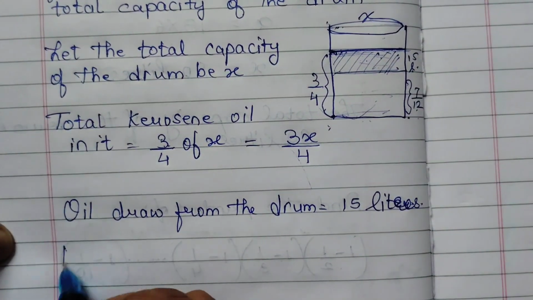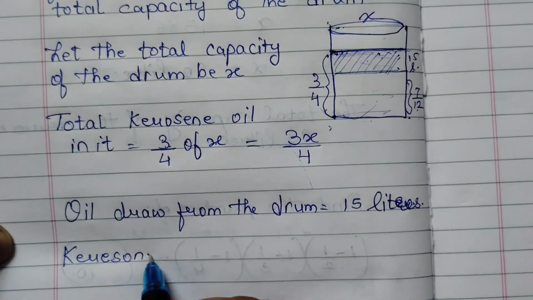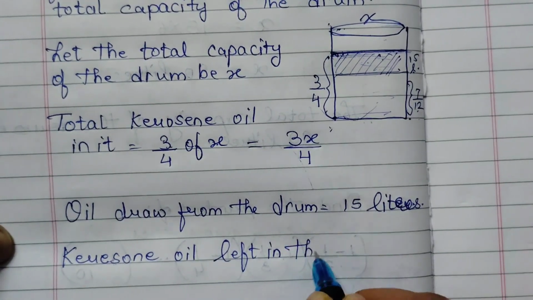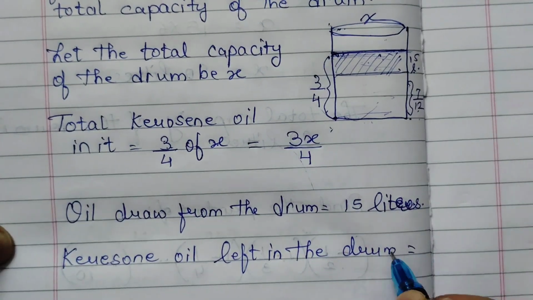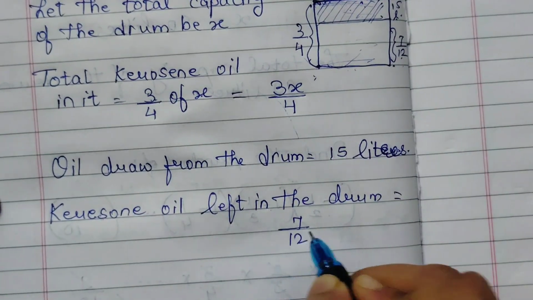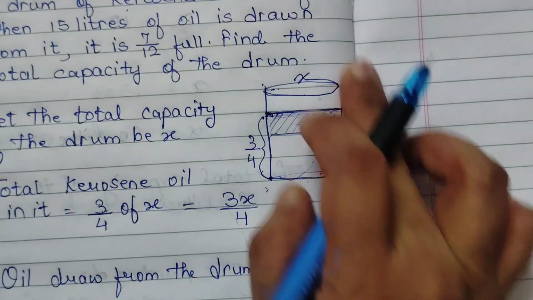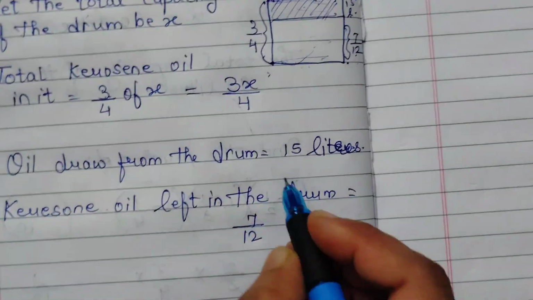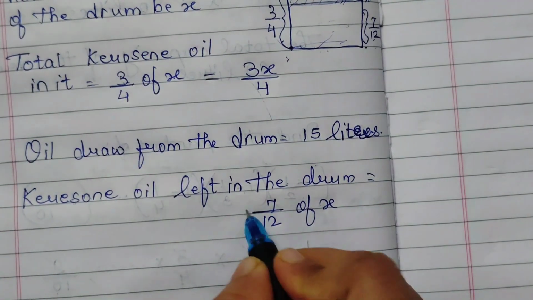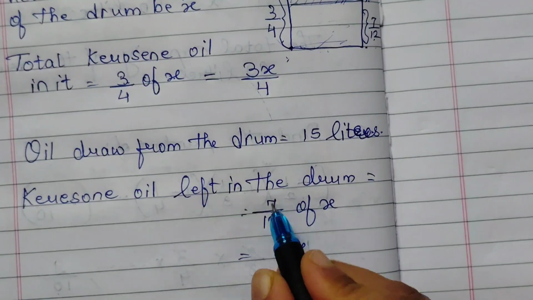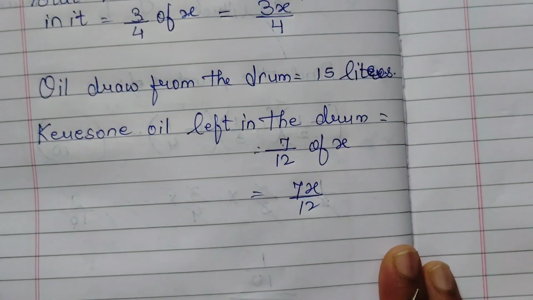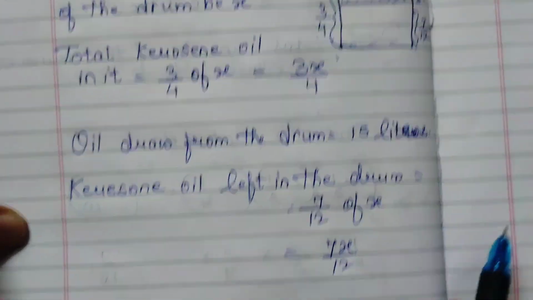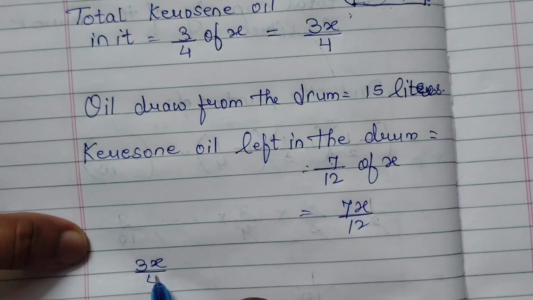So we will write, kerosene oil left in the drum. How much kerosene oil is left in the drum? That is 7/12. 7/12 of what? The whole X. From the full capacity, 7/12 remains. So 7/12 of X, that is 7x/12, means 7 into X. Okay, 7x/12. Got it?